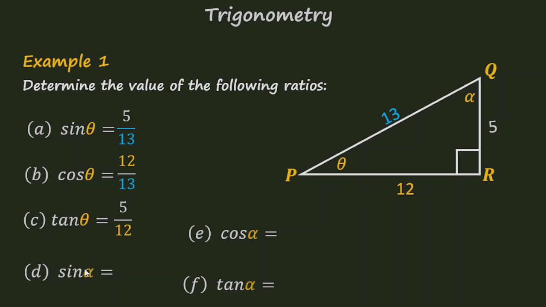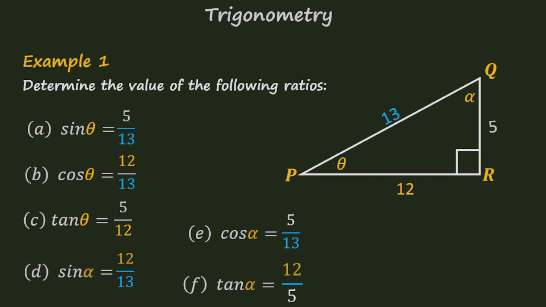Now, to find the sine of alpha, here's the angle alpha. Remember, sine of an angle is the side that faces the angle over the hypotenuse. So the opposite side to the angle alpha is 12. So that would be 12 over the hypotenuse. The hypotenuse never changes. The cos of alpha will be given by the adjacent over the hypotenuse. So the adjacent side to alpha is QR. So it will be 5 over 13. And the tan of alpha will be given by the opposite over the adjacent, which will be 12 over 5.